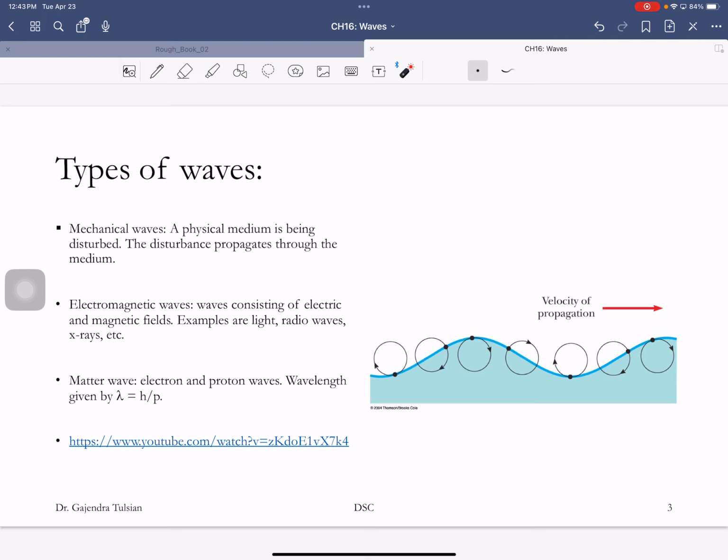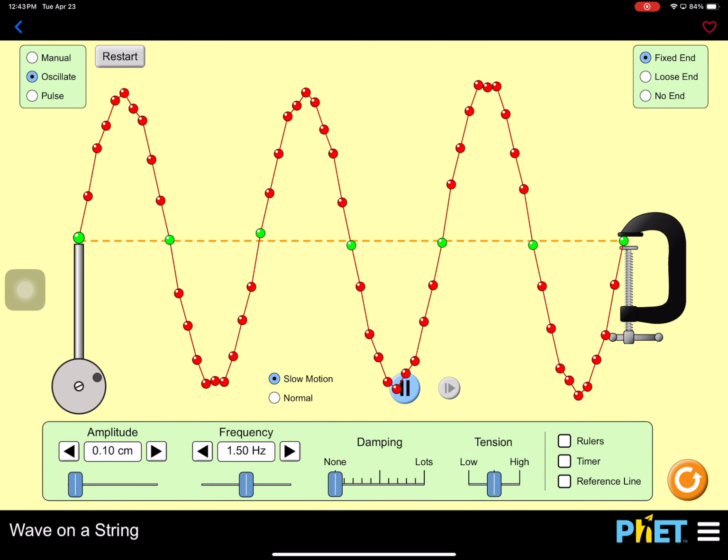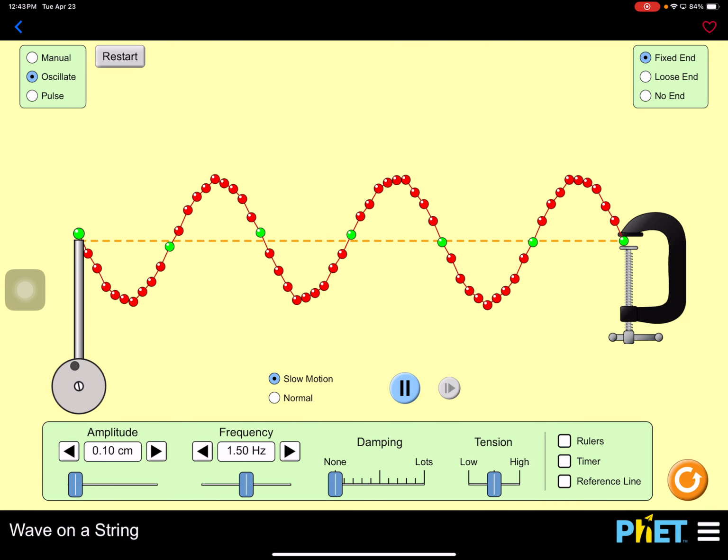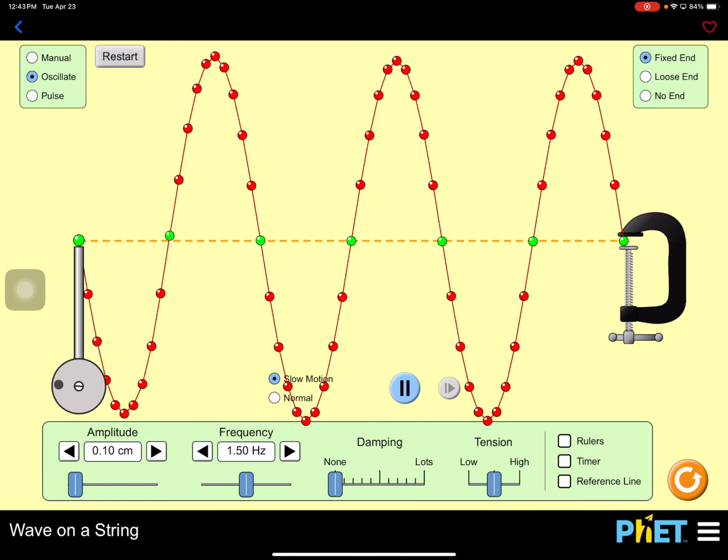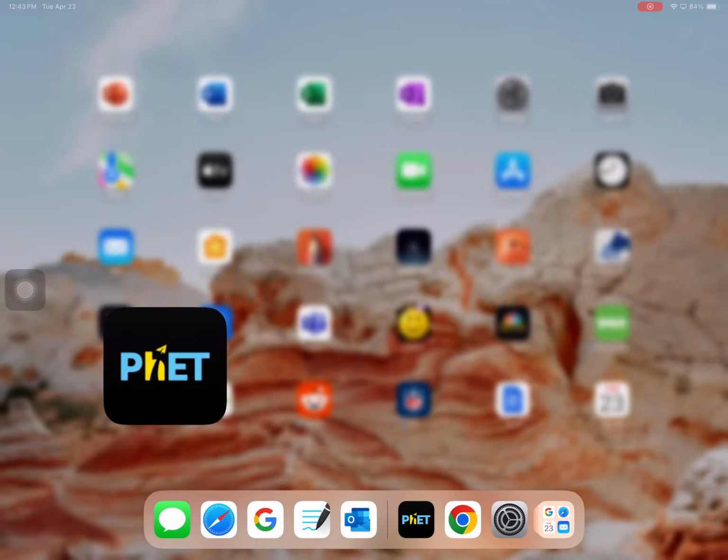So we'll talk about some properties that are common to all waves. Mechanical waves are waves that travel in a medium. These water waves are mechanical waves, and so on. Sound waves are mechanical waves. Sound waves need a medium to travel through.